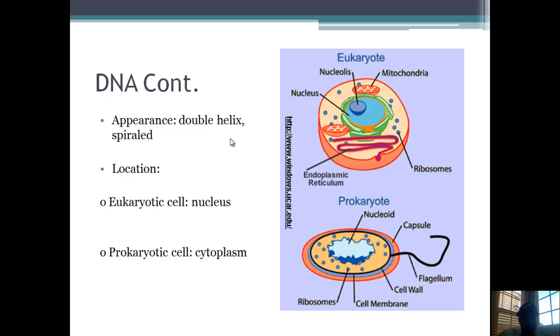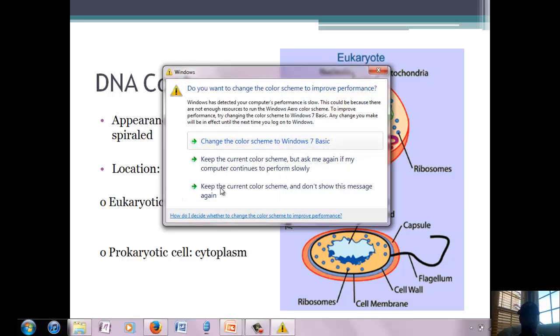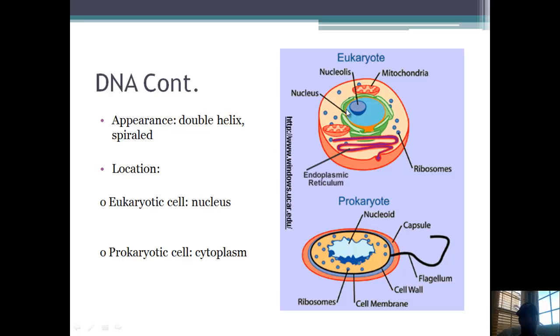Two different spots could be located. A eukaryotic cell, like our cells, so you are eukaryotic, or if you were looking at a plant cell, they have a separate nucleus that contains the DNA. If it were a bacterial cell or a prokaryotic cell, the DNA would be in the cytoplasm. So it just kind of floats freely in the cytoplasm for prokaryotic cells.